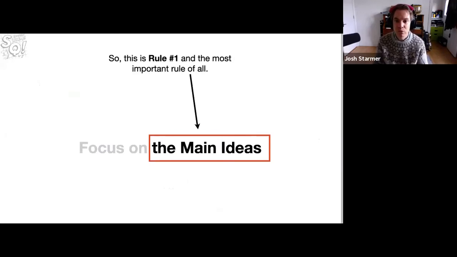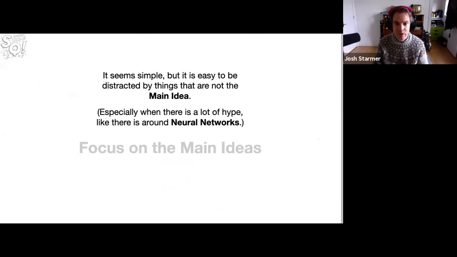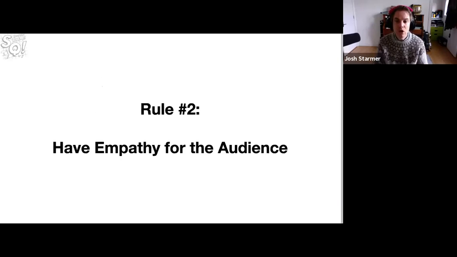So this is rule number 1, and it's the most important rule of all. It seems simple, but it's easy to be distracted by things that are not the main idea, especially when there's a lot of hype like there is around neural networks. So it's easy to think that maybe the most important things are the activation functions or the hidden layers or the edges between the layers. No, the main idea for a neural network is that it fits a squiggle to your data, or at least it tries to.